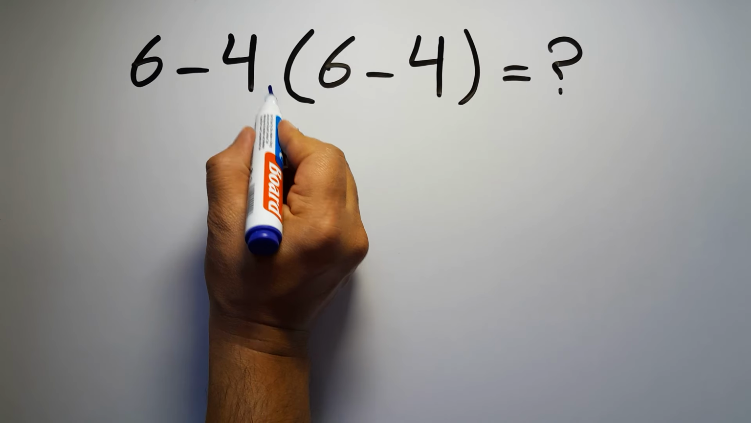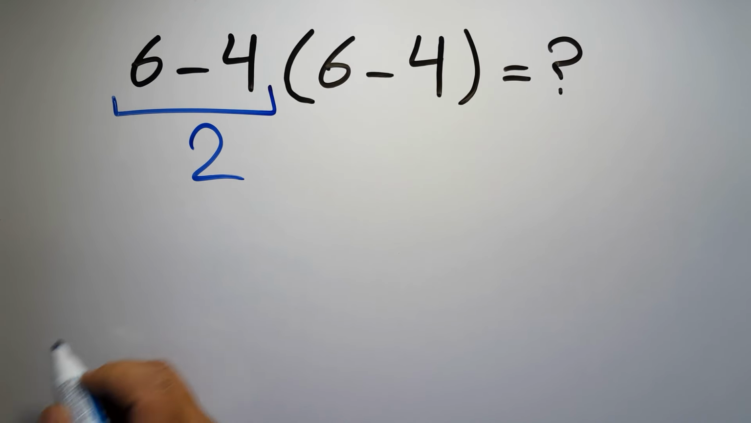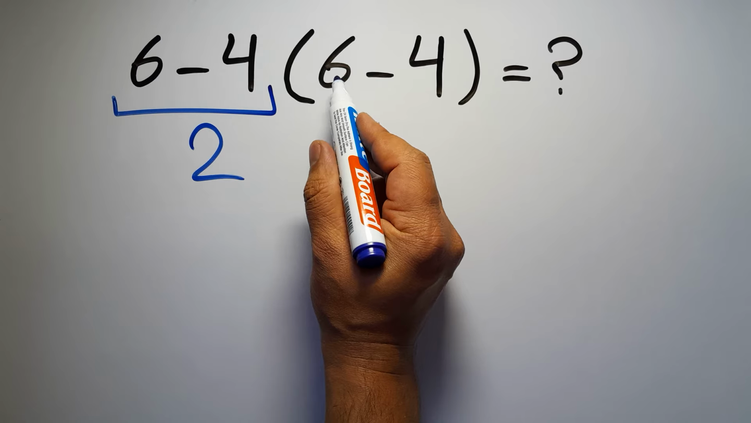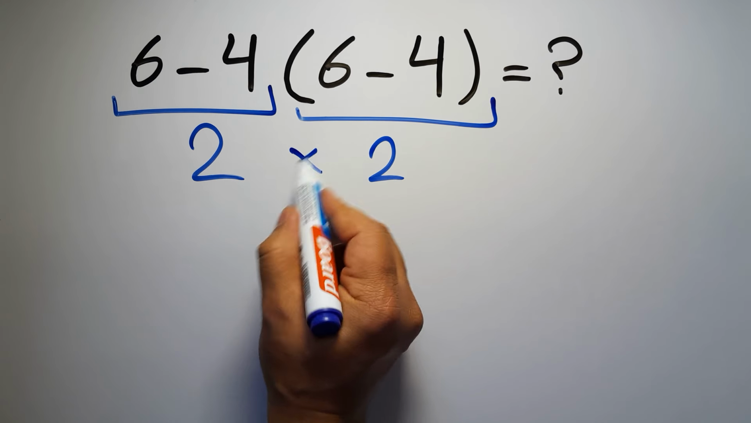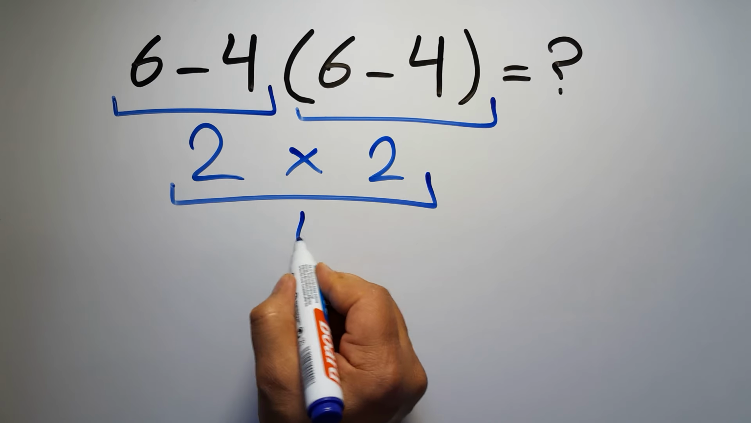6 minus 4 equals 2. And again here inside this parenthesis we have 6 minus 4. So 2 times 2, which equals 4.